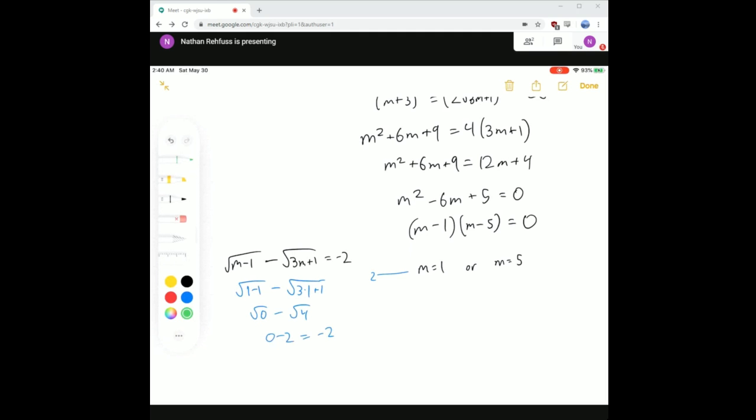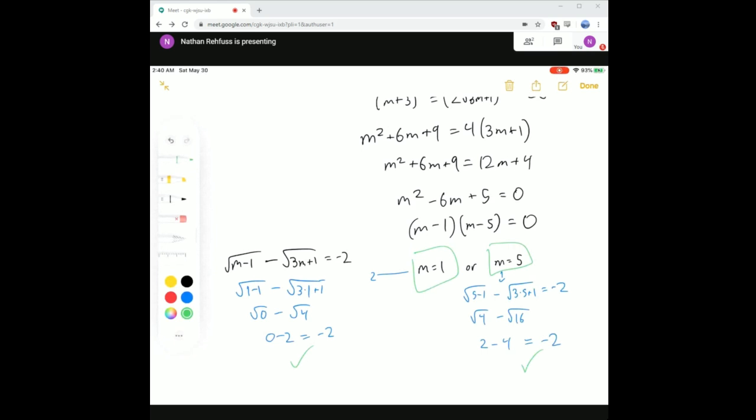Let's try m equals 5. That would say root 5 minus 1 minus root 3 times 5 plus 1 equals negative 2. So that's root 4 minus root 16, which is 2 minus 4, which really is negative 2. So this time, we got lucky, and neither of these solutions was extraneous. They both work out, so we're going to report both of them.